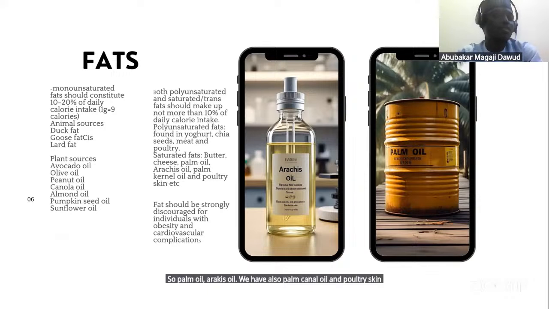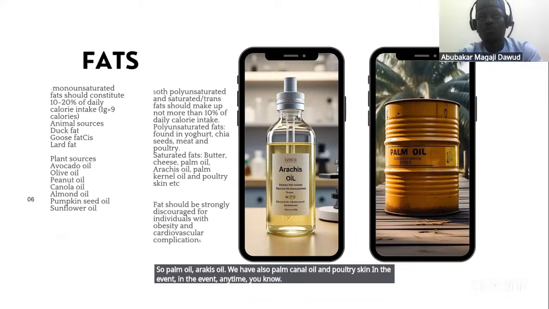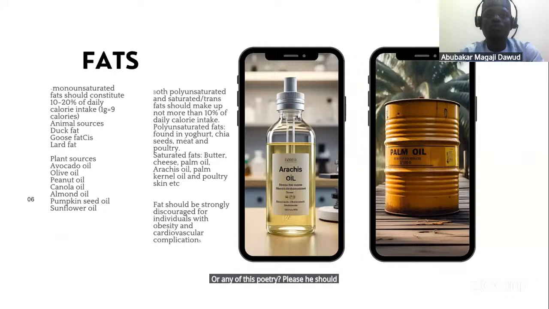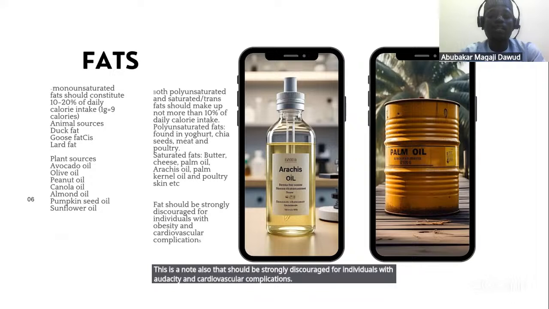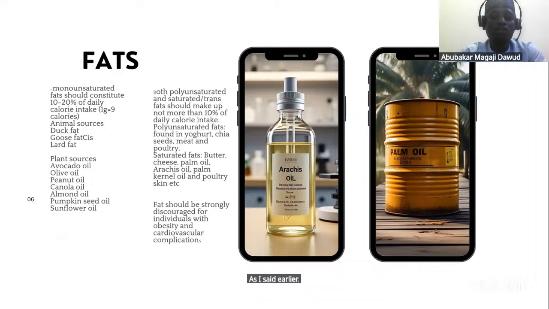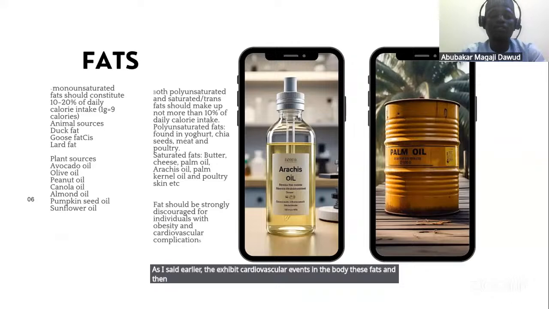In the event, anytime a patient wants to eat chicken or any of this poultry, it's good to tell your patients, please, he should do his best to remove the skin. The skin has high concentration of these saturated fats. Then this is a note also that fat should be strongly discouraged for individuals with obesity and cardiovascular complications. As I said earlier, these fats exacerbate cardiovascular events in the body, and cardiovascular diseases are already the leading cause of death in diabetic patients.